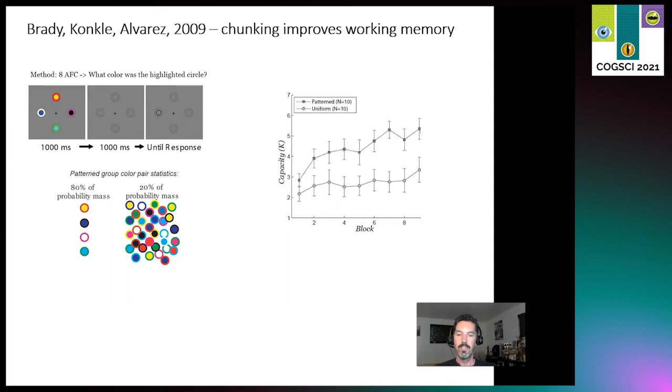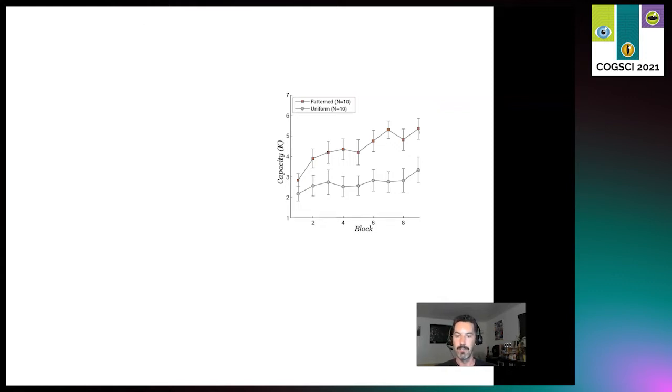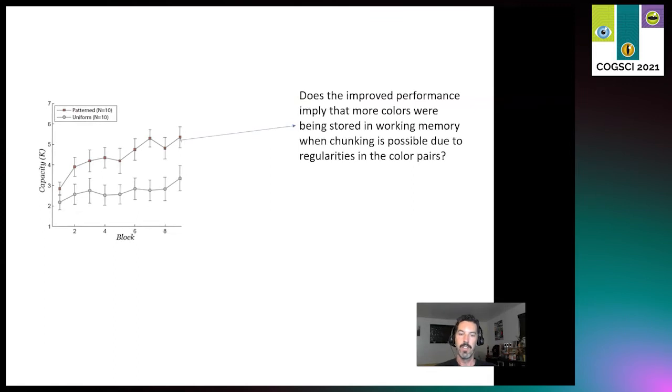In this condition, performance improved significantly throughout the course of the study, showing that as participants learned the pairings, they could use that knowledge to better hold the items in working memory. And importantly, 20% of the time when a color appeared, it did so in a random pairing, allowing the authors to rule out guessing as an explanation of the results. An obvious question then, which bears on the question of working memory capacity limitations, is whether the improved performance tells us that more colors are being stored in working memory.